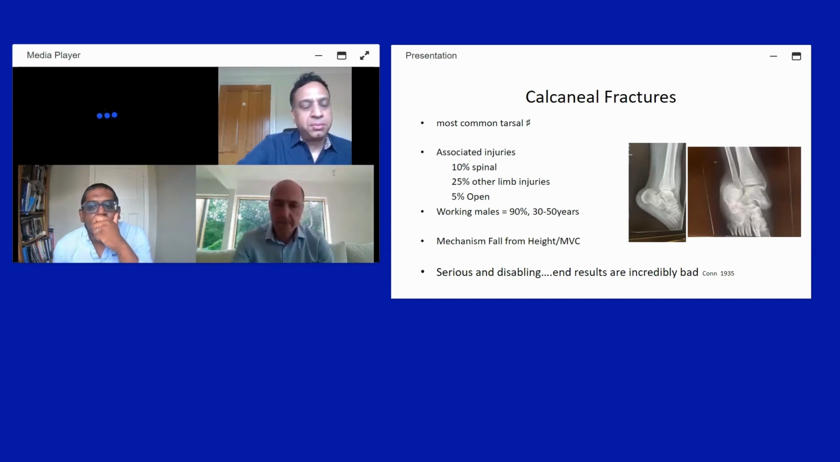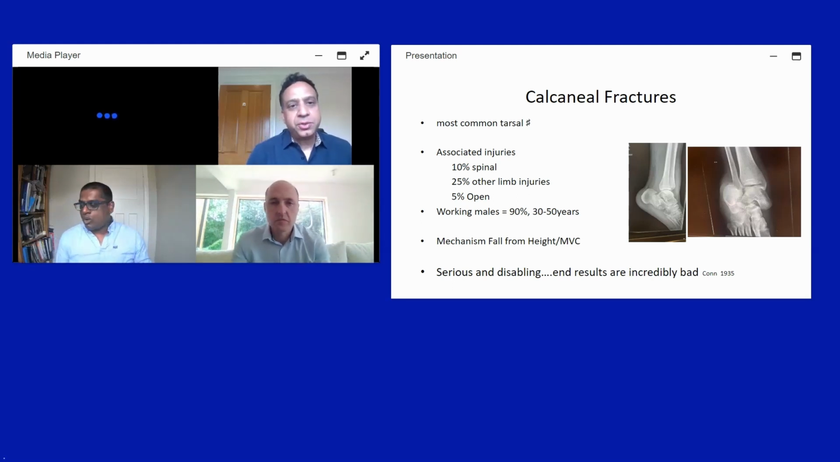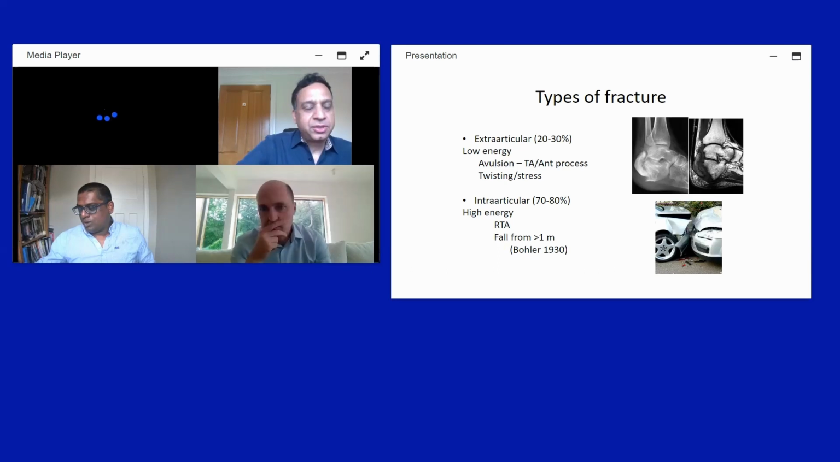Calcaneal fractures are the most common tarsal bone to break, about 2% of all fractures, and they are usually a result of high velocity trauma, and the outcomes of these fractures traditionally have been pretty bad, and we all know that. Next one, please. And the types of fractures are extra-articular or intra-articular. Mostly three quarters tend to be intra-articular fractures. Next one, please.